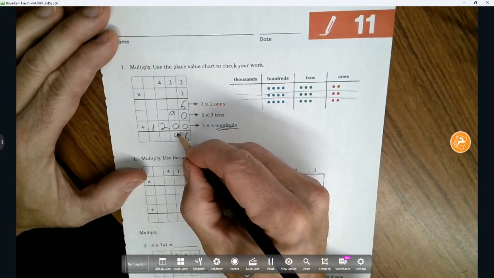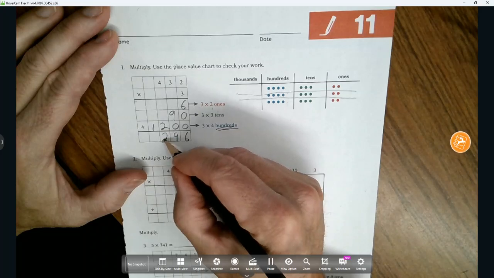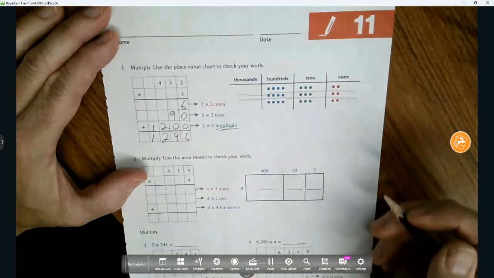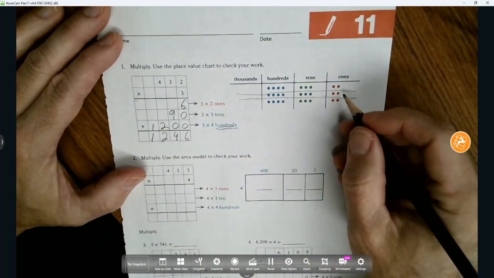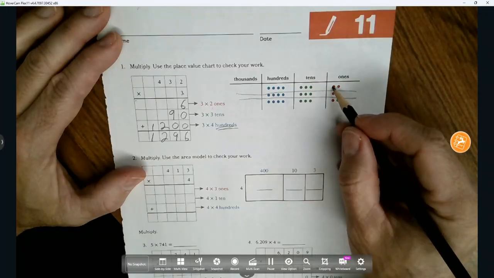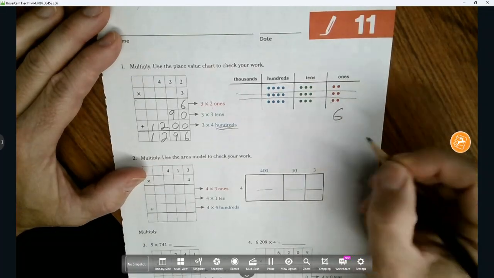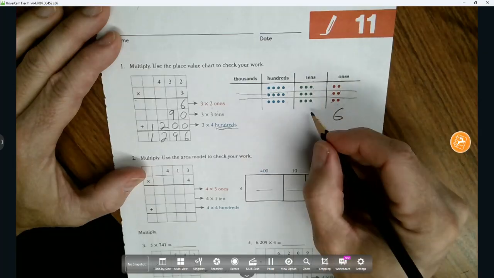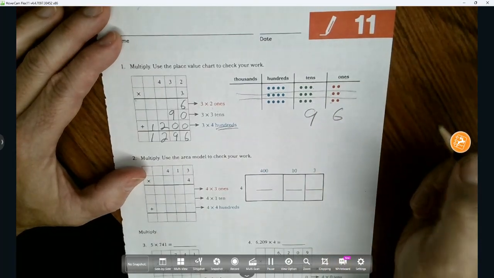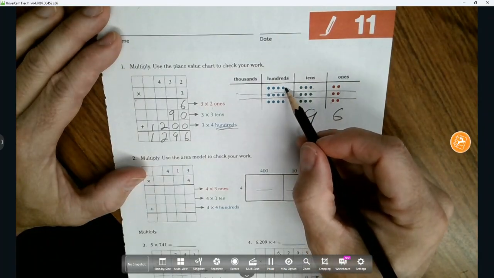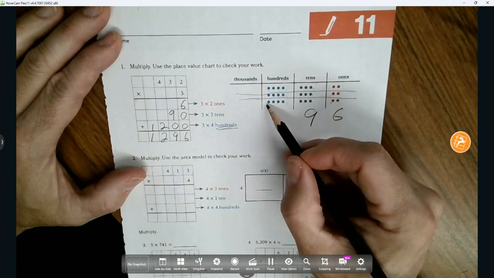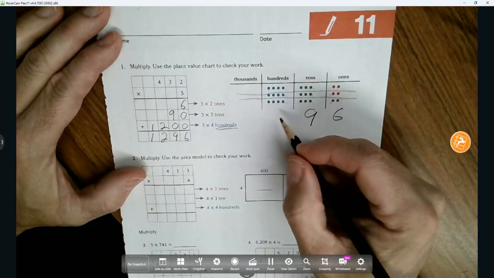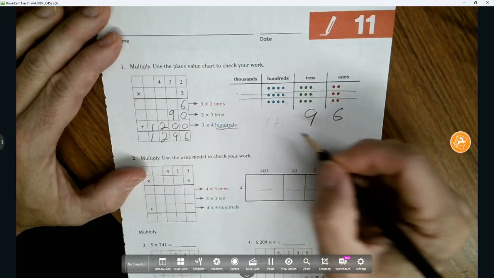6, 9, 2, 1. If we go over here and look, right, we have our 1, 2, 3 groups. 1, 2, 3, 4, 5, 6. Now we have our 10s. 1, 2, 3, 4, 5, 6, 7, 8, 9. So put 9 down there. And now we got our hundreds. 1, 2, 3, 4, 5, 6, 7, 8, 9, 10, 11, 12. You can put 12 hundreds here.